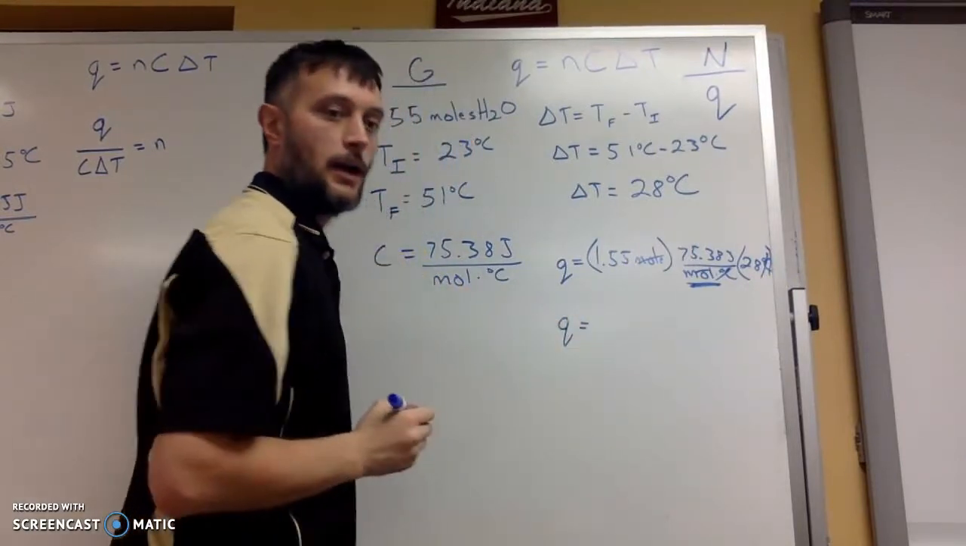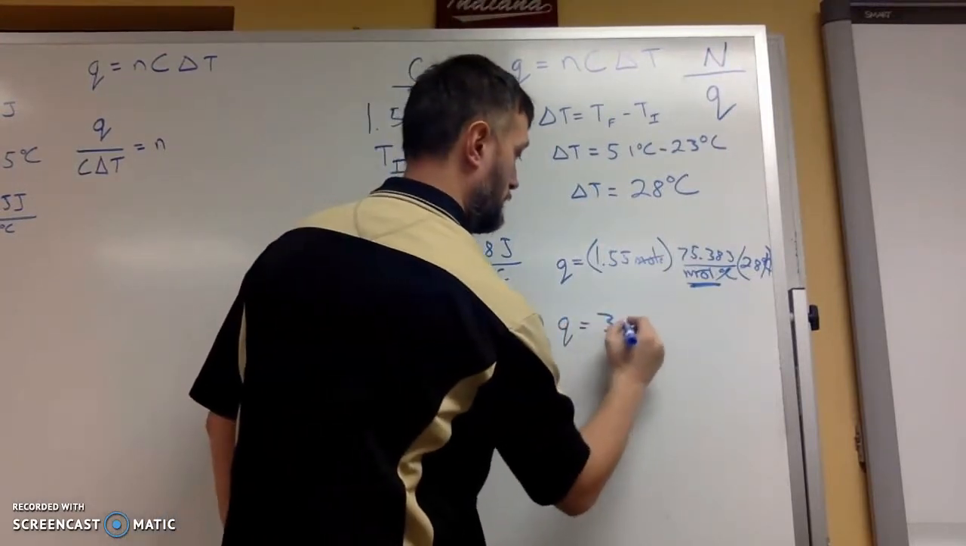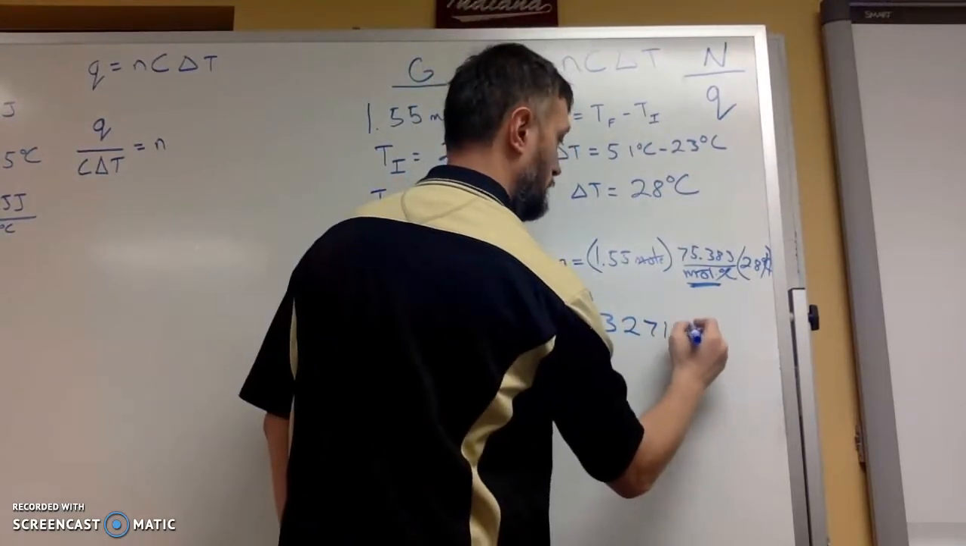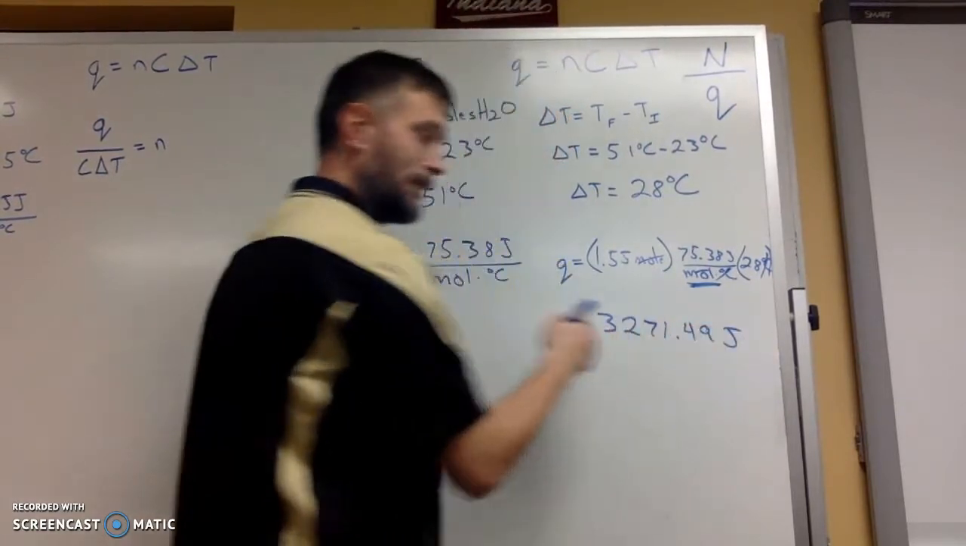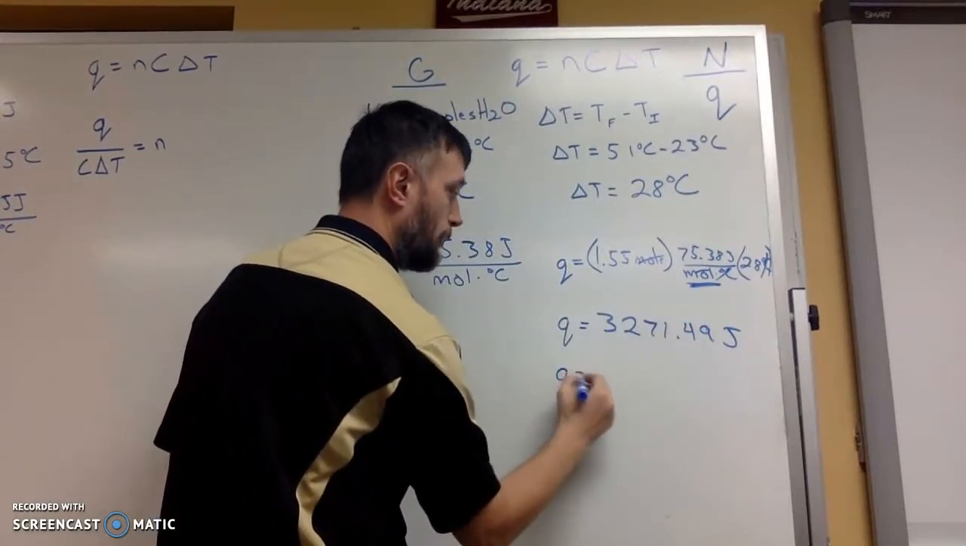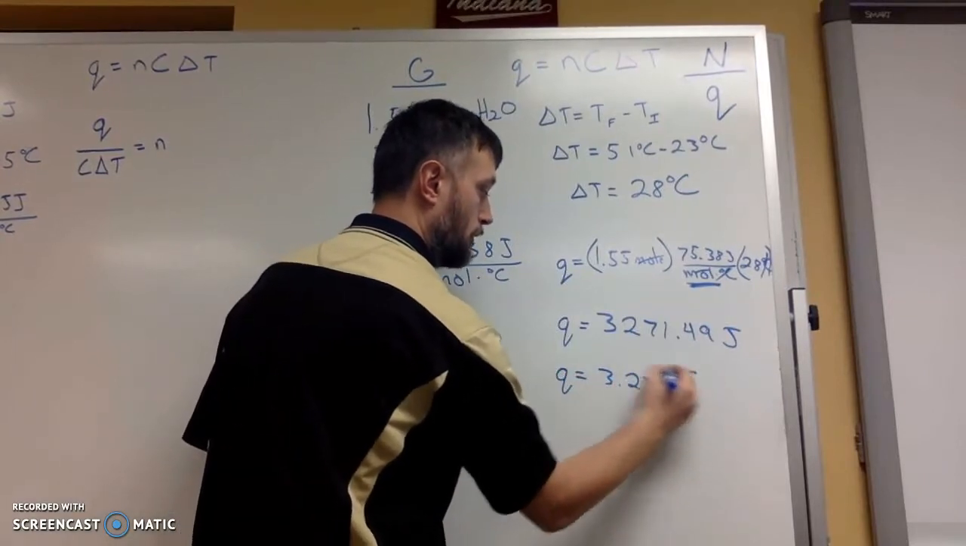So for this one, I get Q to be 3271.49 joules. Again, that's bigger than 1,000. Don't love it. Let's convert it to kilojoules. 3.27 kilojoules is our answer.